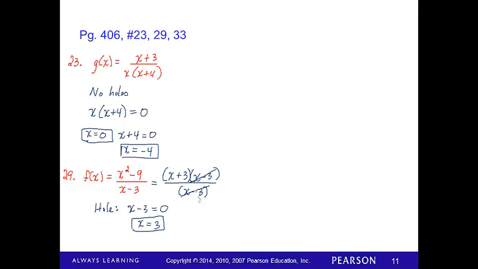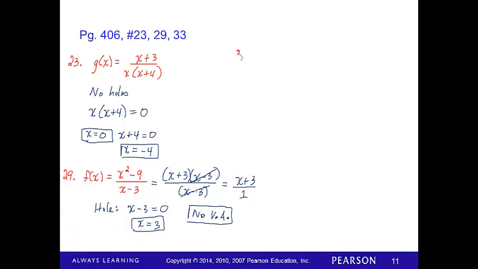Now, once we canceled these out, we were left with just x plus 3 over 1. Well, 1 will never be 0. Therefore, there are no vertical asymptotes. You have a hole at x equals 3, and you have no vertical asymptotes.